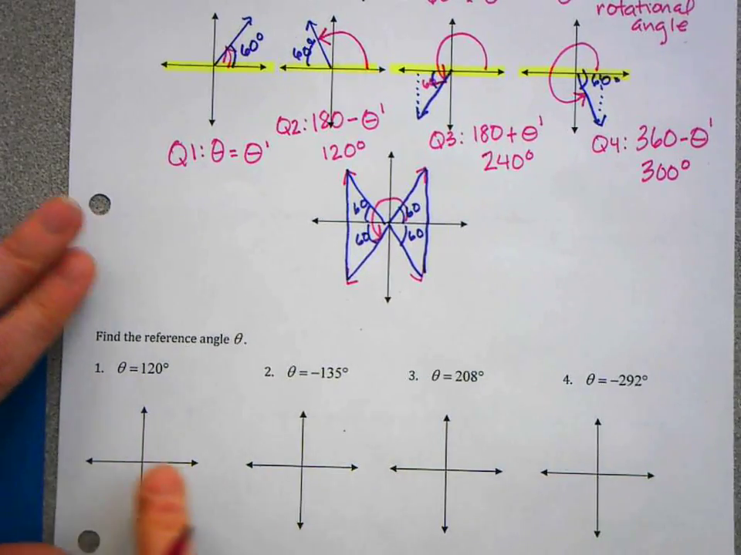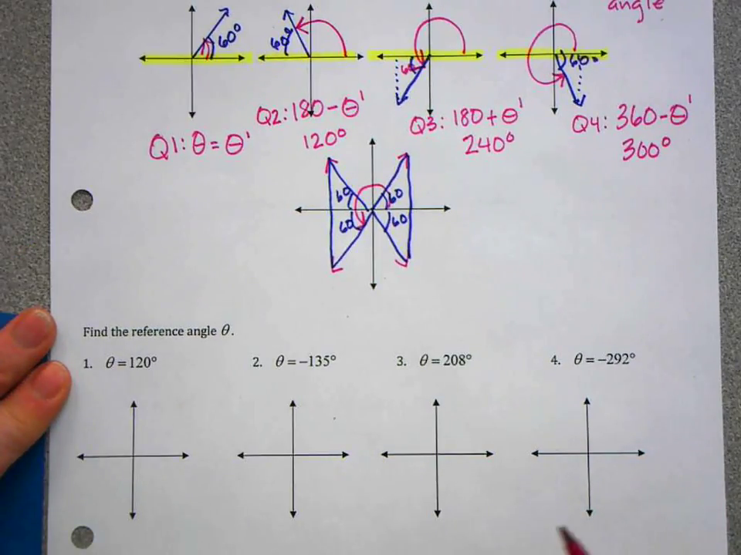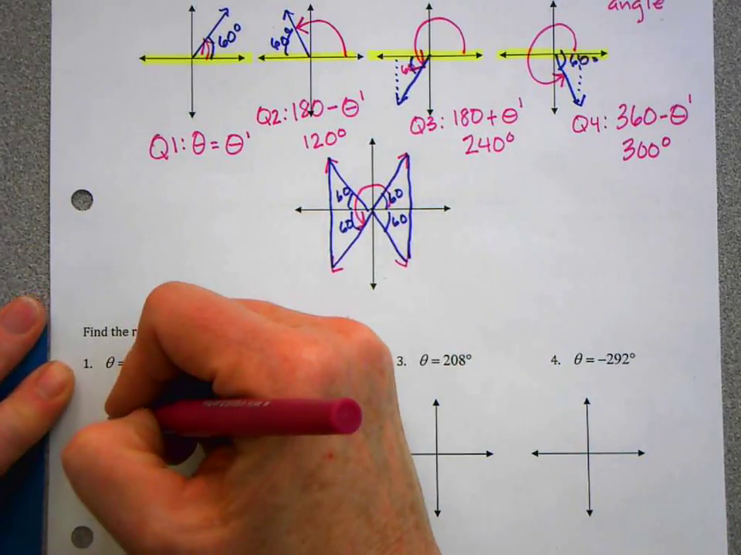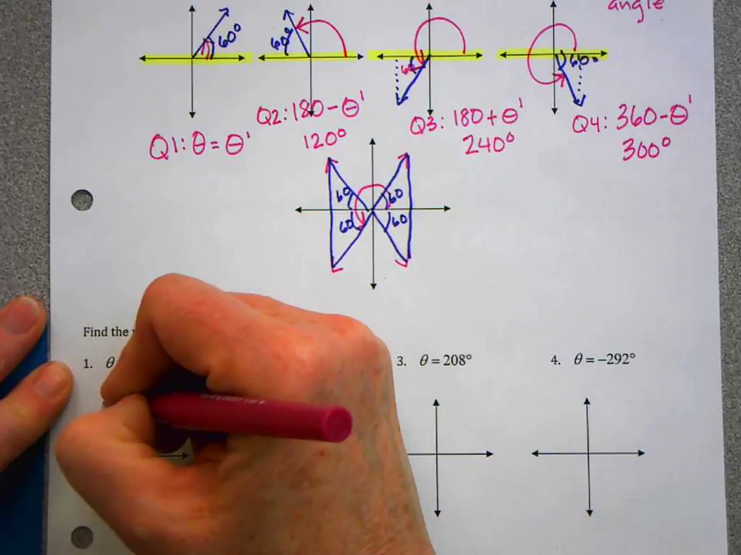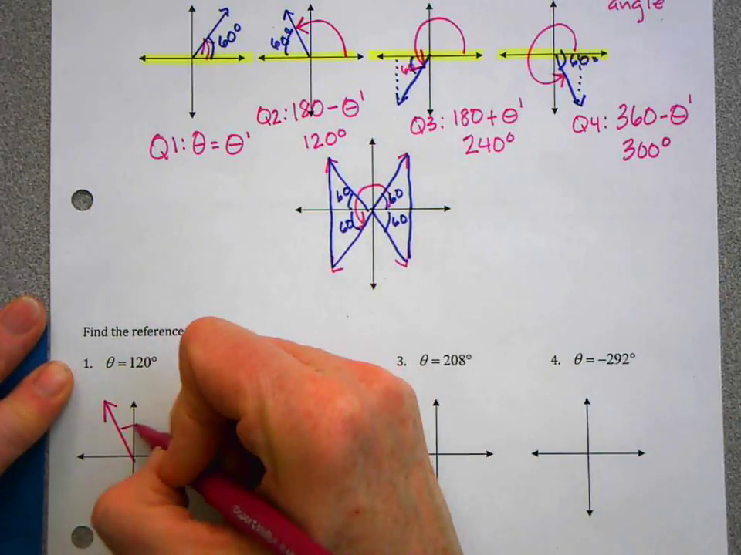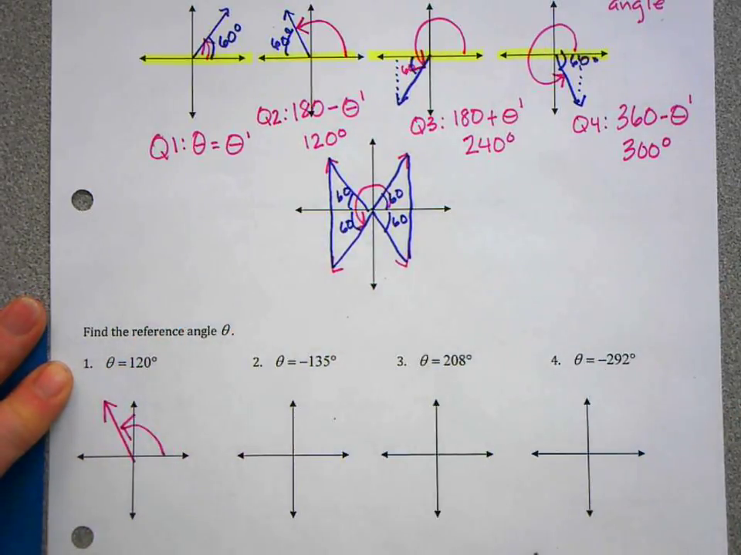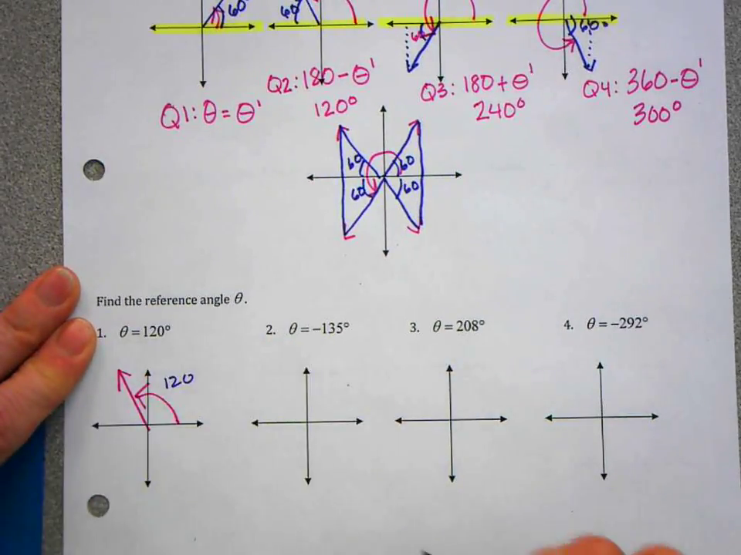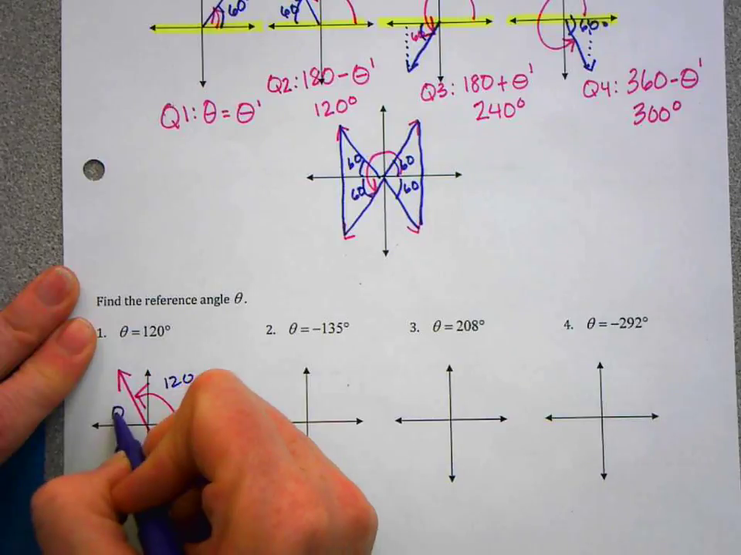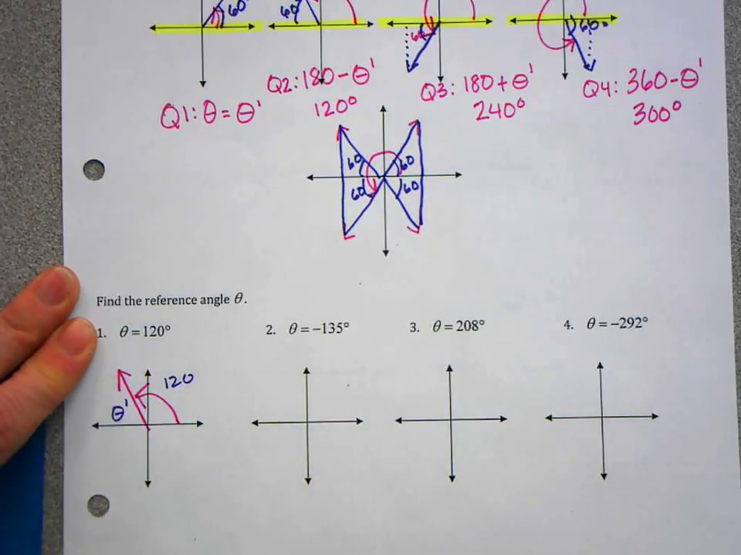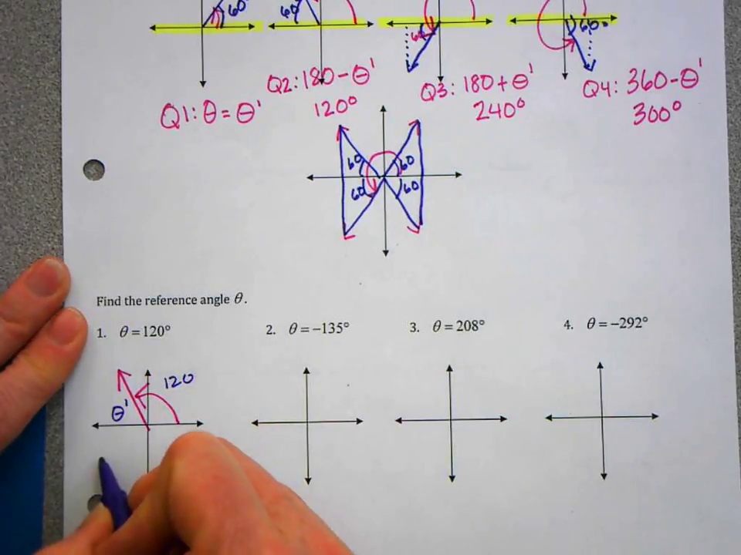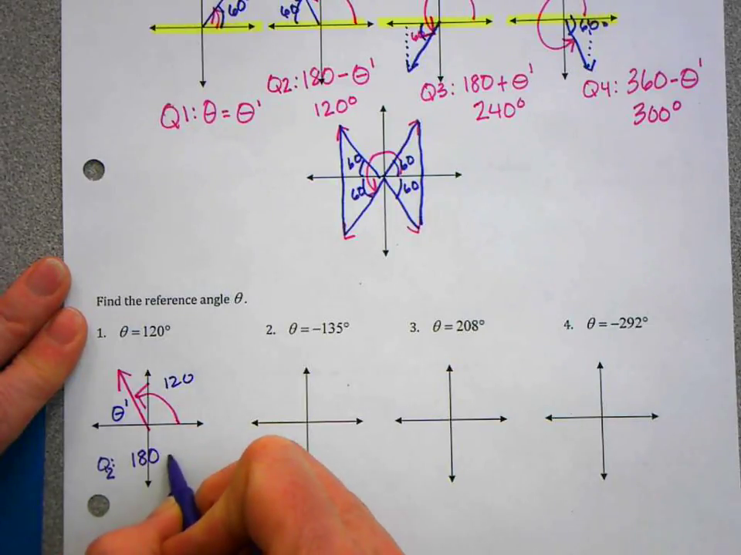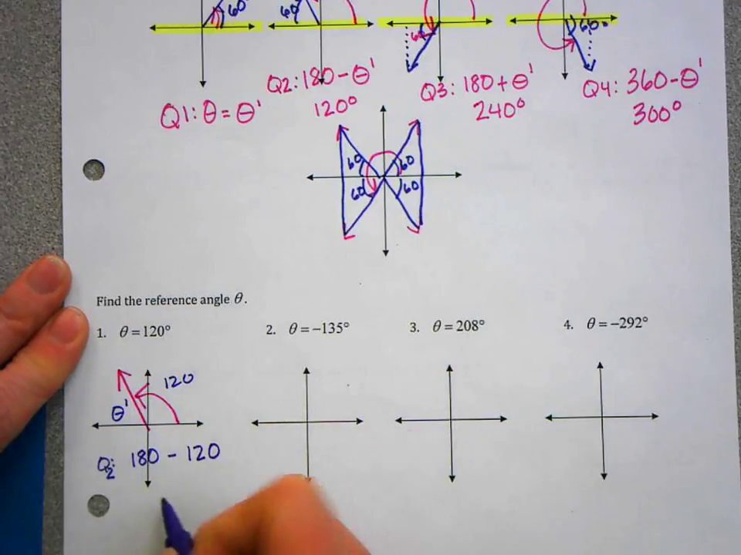Let's look out here and say, find the reference angle for 120. We already know that, we just did it, but just for practice, let's draw an angle of approximately 120 degrees. We want to know what the reference angle is. So I say, okay, I know that that is 120 degrees. I need to know what theta prime is, the reference angle. I'm in quadrant 2, so I take 180 minus 120, and that will give me the reference angle of 60 degrees.